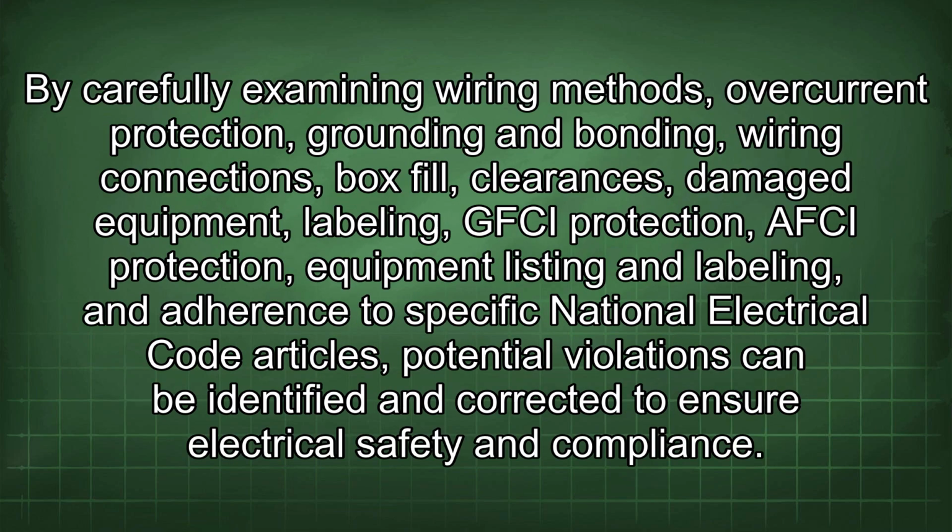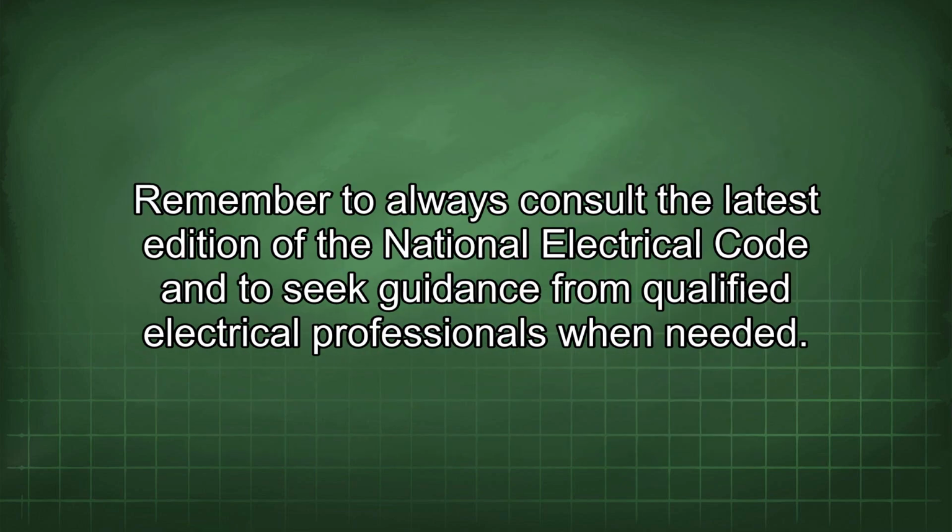By carefully examining wiring methods, overcurrent protection, grounding and bonding, wiring connections, box fill, clearances, damaged equipment, labeling, GFCI protection, FSI protection, equipment listing and labeling, and adherence to specific National Electrical Code articles, potential violations can be identified and corrected to ensure electrical safety and compliance. Remember to always consult the latest edition of the National Electrical Code and to seek guidance from qualified electrical professionals when needed.